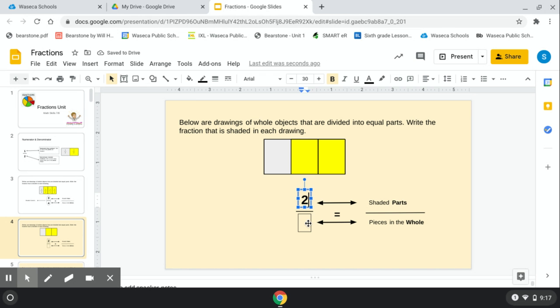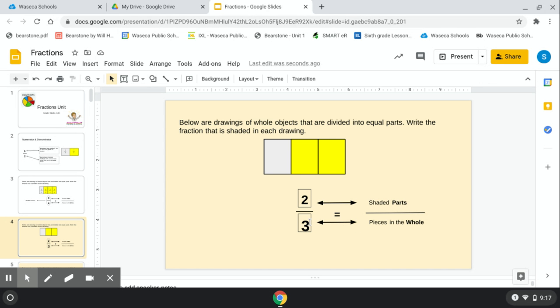And then for our denominator, how many pieces is this rectangle split into? How many equal pieces? 3. There are 3 equal pieces. 1, 2, 3. This rectangle is split into 3 equal parts. So 3 could be our denominator, or bottom number for the fraction. So now that we have them both filled out, the fraction of the shaded part is 2/3.